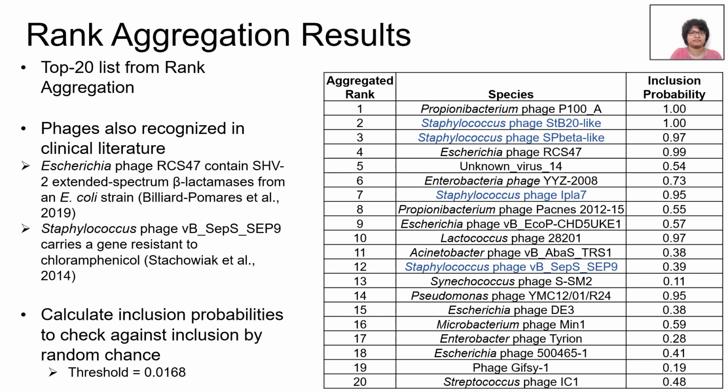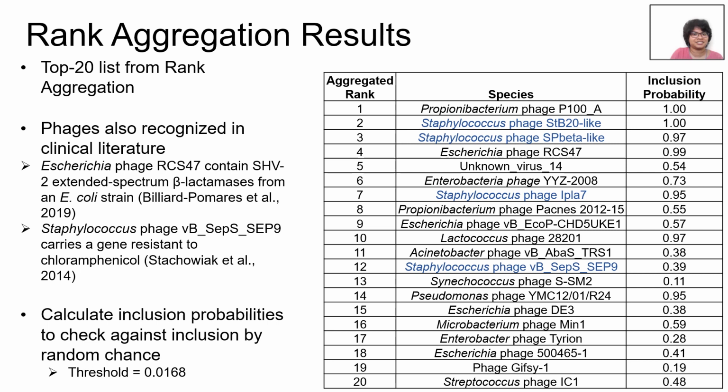For instance, the phage RCS47 was found to contain a certain kind of beta-lactamase, a class of enzymes that are produced by bacteria to break open the beta-lactam ring of the beta-lactam antibiotic, rendering it inactive. Next, a certain Staphylococcus phage was found to carry a gene resistant to the antibiotic chloramphenicol. These are just examples, and we have several other findings elaborated in our paper.